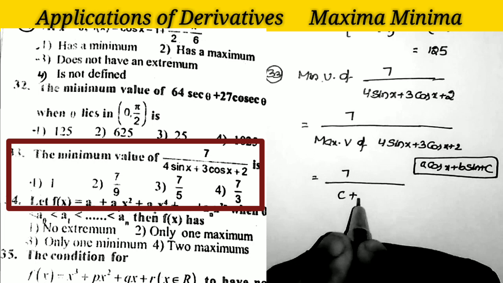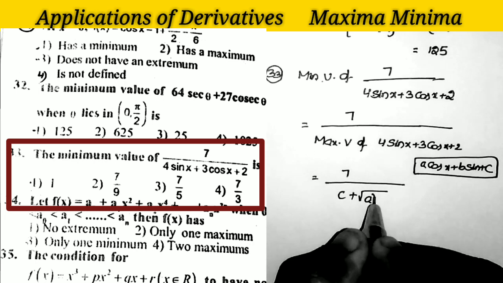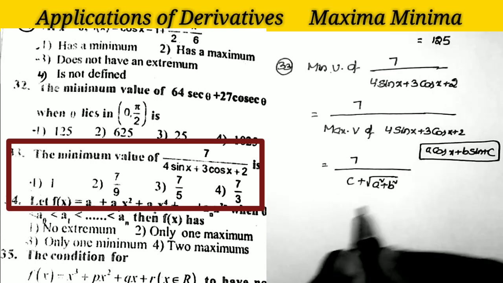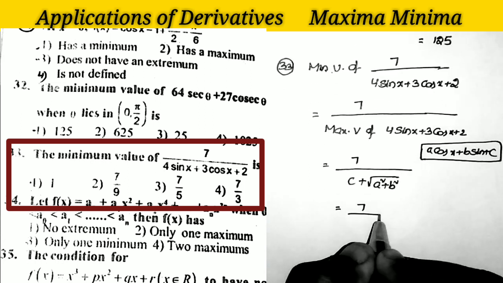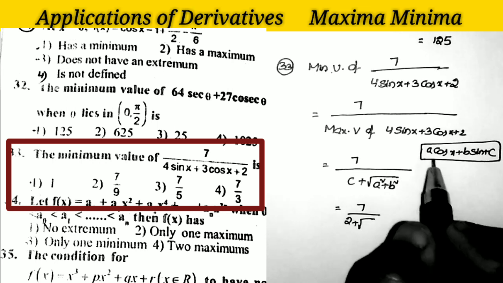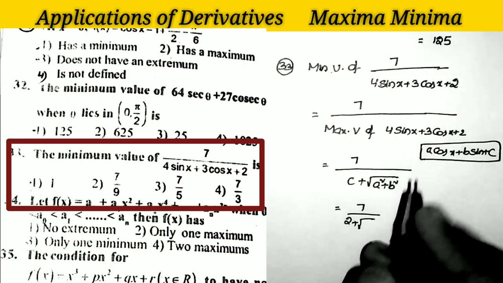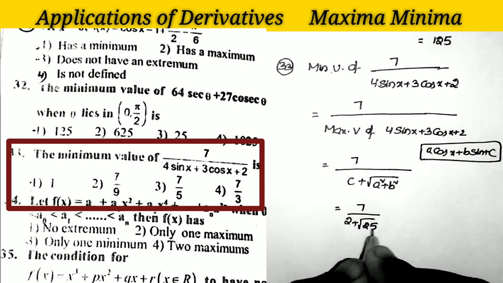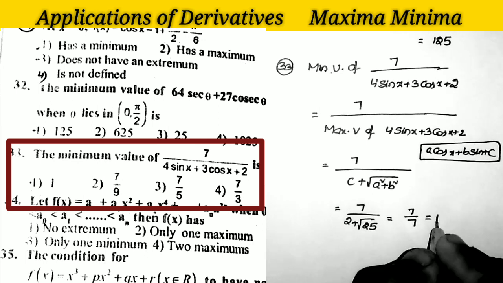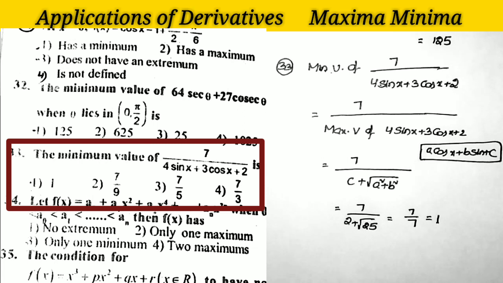C plus square root of a square plus b square. This is the formula for finding the maximum value of this expression. And this is equal to 7 by, what is the c value? 2 plus square root of a square plus b square, 9 plus 16, that is 25. So this is equal to 7 by 7, and that is equal to 1, which is the first option.